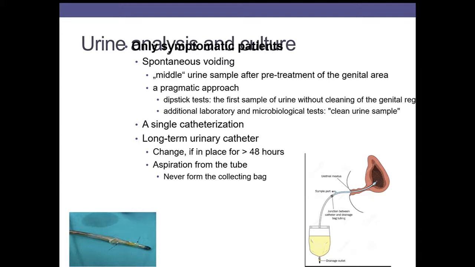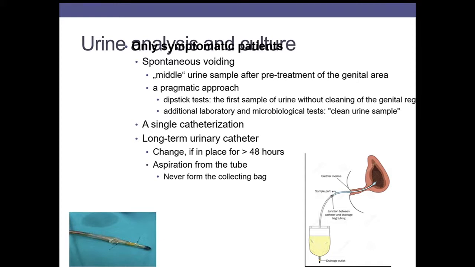Usually we take urinary samples only from symptomatic patients with spontaneous voiding. It is wise to take the middle urine sample with pre-treatment of the genital area, so the patients have to clean it. But you can also use the pragmatic approach with dipsticks, and if they are positive, you go to the additional laboratory and microbiological test with clean catch of the urine sample.